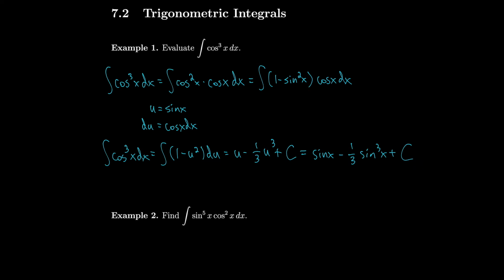Okay, so let's test this real quick. If we take the derivative, we get cosine minus sine squared times cosine, which is 1 minus sine squared times cosine. Alright, so perfect. That's cosine cubed. So it looks like our general trick here, if we have an odd power of a trig function, is to try to remove enough factors of it so that we can get to an even power, and then use our trig identity, sine squared plus cosine squared is 1.